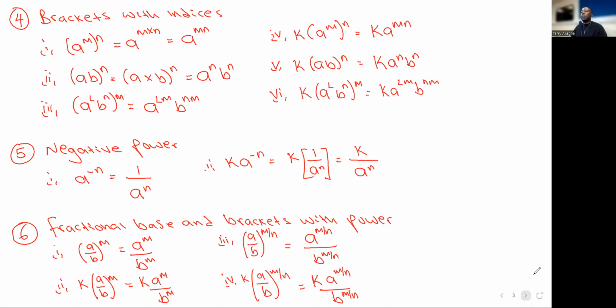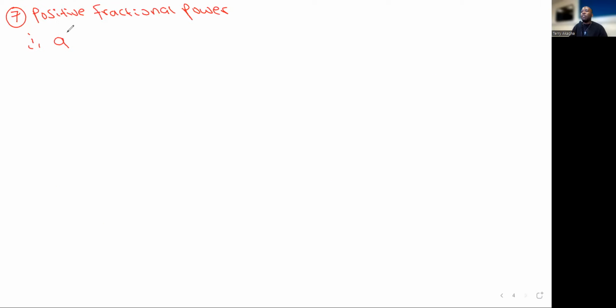The positive fractional power states that A raised to 1 over N is the same thing as the nth root of A. Is that making sense? Now, if you also have a constant, with 1 over N it is going to be the same thing: K multiplied by the nth root of A. So when there is an N, the value you have here is going to be the nth root of that.